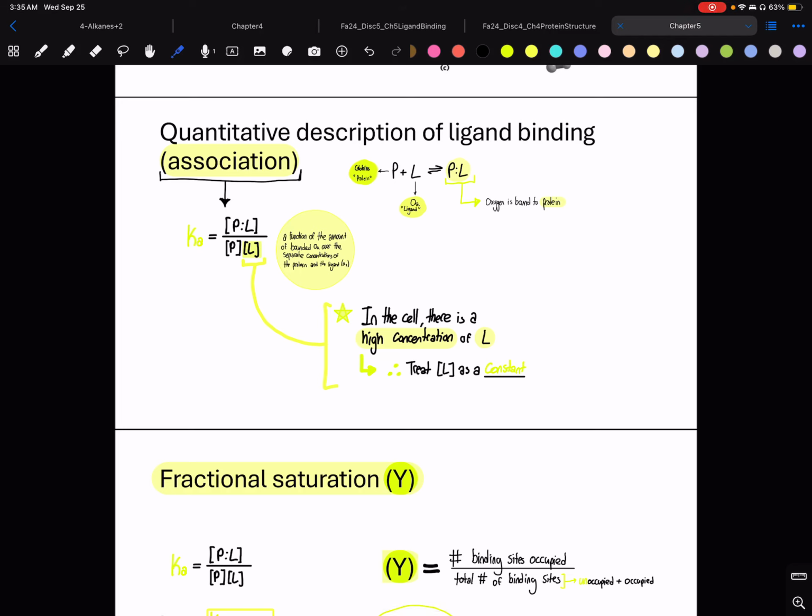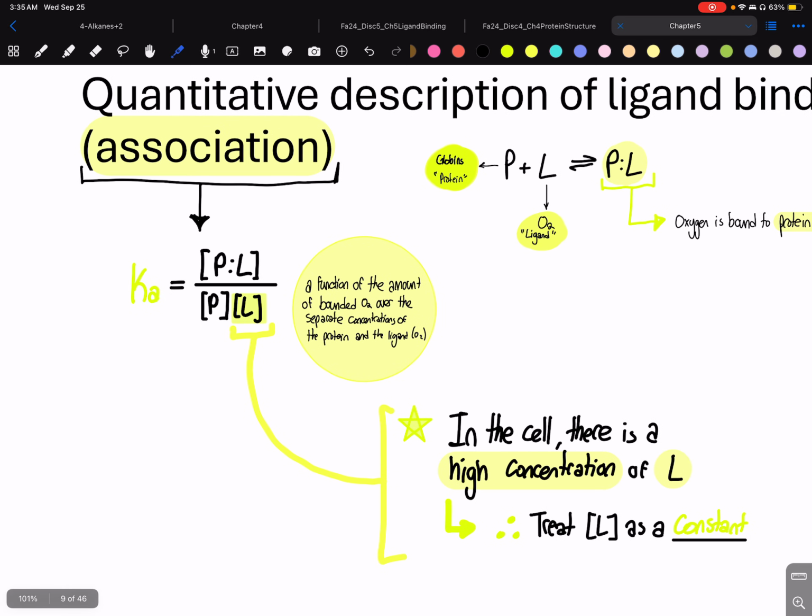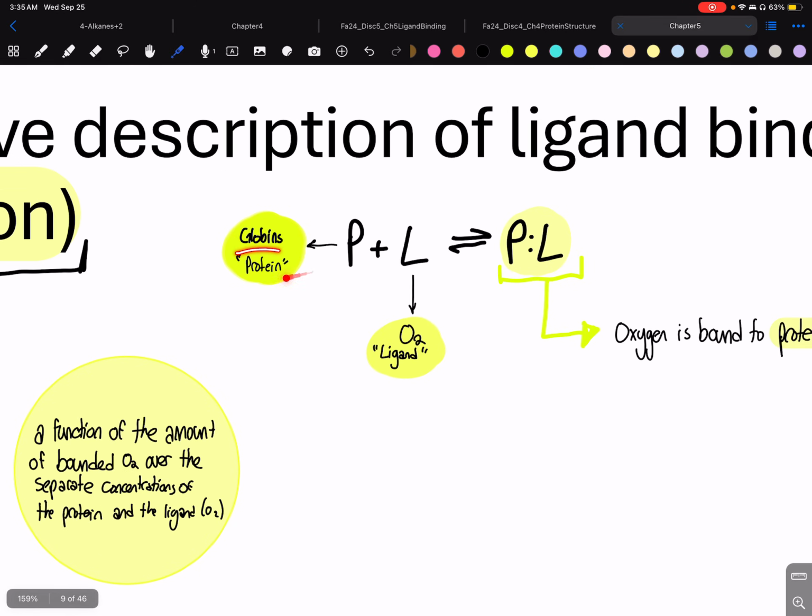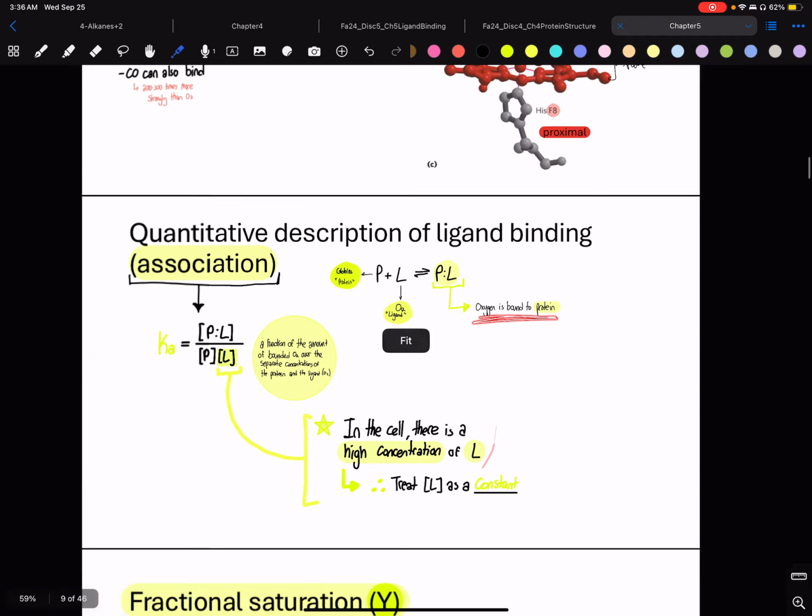So now we're going to go into ligand binding association. We have our Ka, or association value, which is a function of the amount of bound O2 over the separate concentrations of the protein and the ligand, which we're going to use O2 in this example. So again, you have the PL, this is the bound oxygen, and these are the separate concentrations. So this is your protein, and this is your ligand, which is going to be O2. And your protein is either myoglobin or hemoglobin, just depending on what we're using. So P is for the protein, L for the ligand, oxygen, and then PL is oxygen bound to protein.